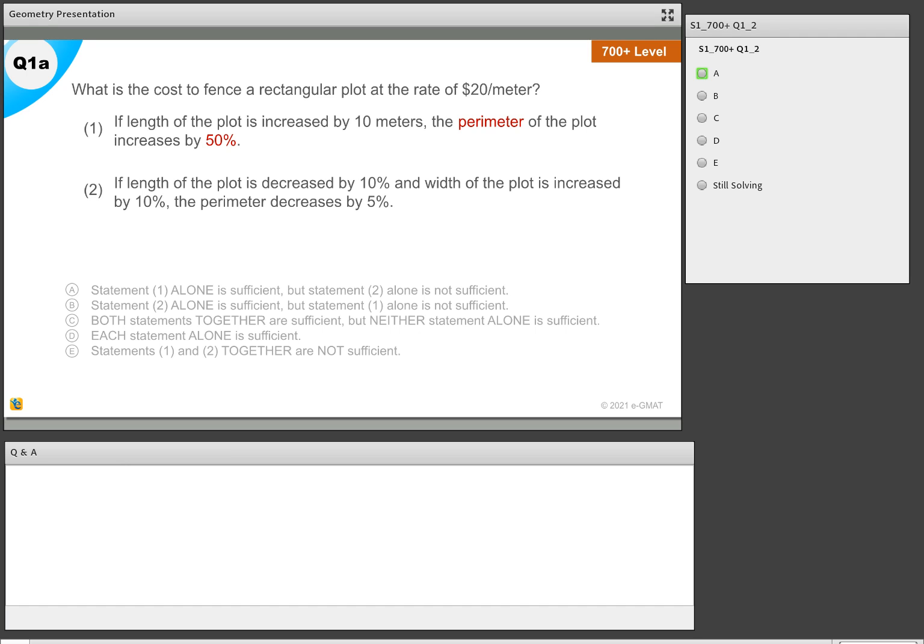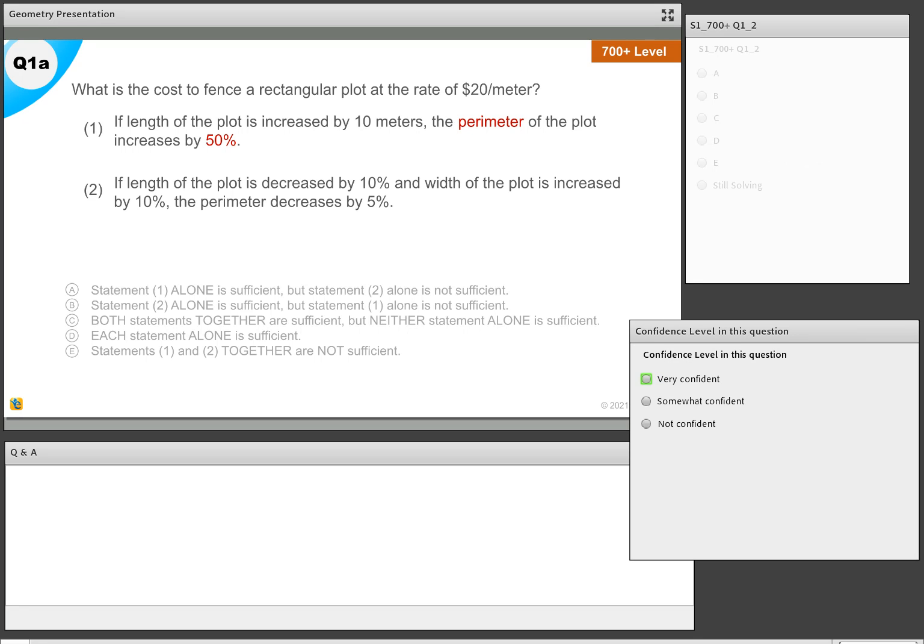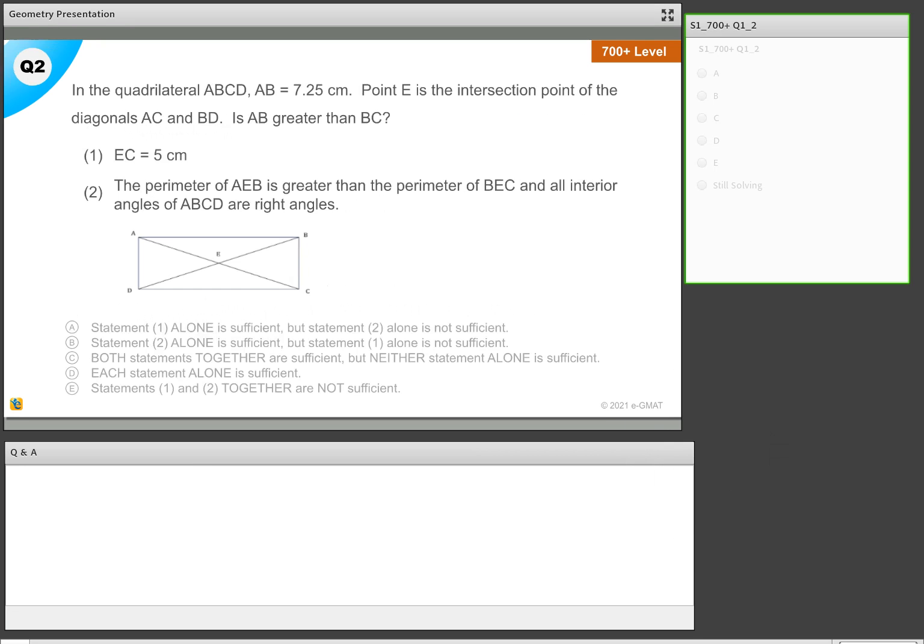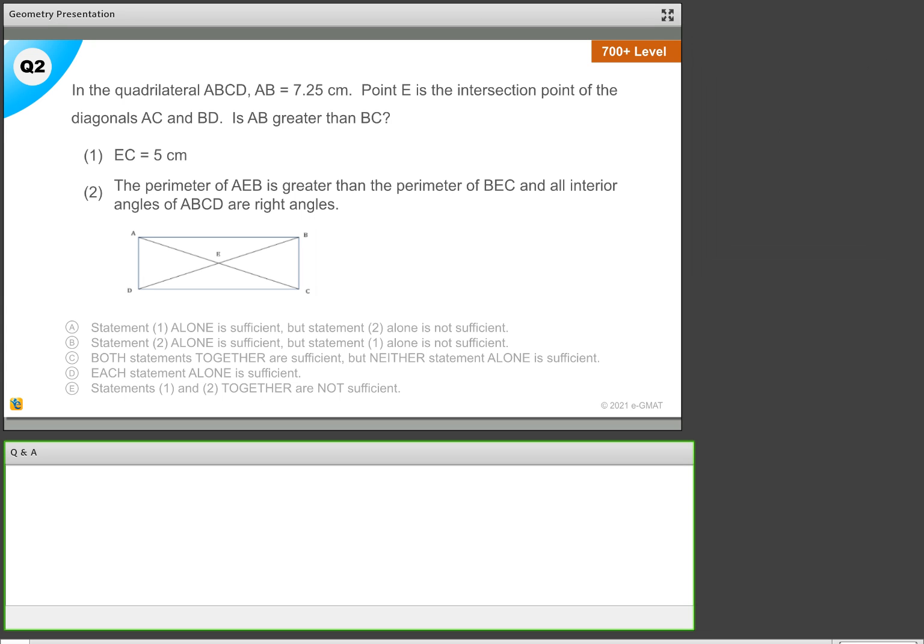Okay, last 30 seconds. Okay, I'm going to end the poll now, and let's answer your confidence level question for this one. Here's the poll. Okay, sounds good. All right, now here comes question number 2, and let me get the poll here. Question number 2, sorry. Go ahead and please click on still solving.